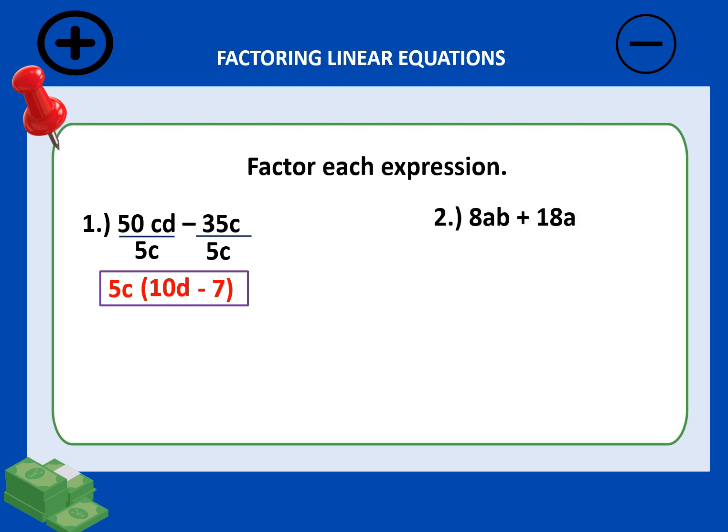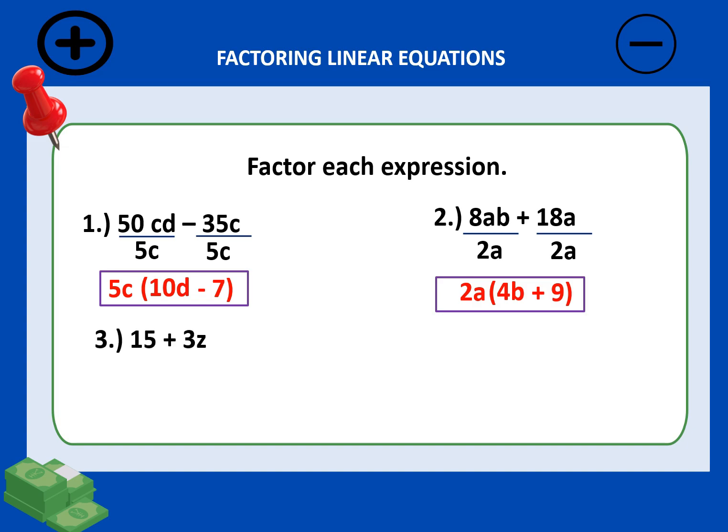Another example, 8ab plus 18a. What is the greatest common factor of 8ab and 18a? Alright, it is 2a. We divide each of the terms by 2a and we're going to write it as a product of its factors. Alright, so 8ab divided by 2a is equal to 4b. Positive 18a divided by 2a is equal to positive 9. Therefore, our answer is equal to 2a times the quantity of 4b plus 9.